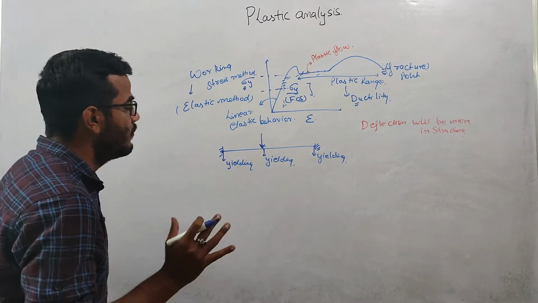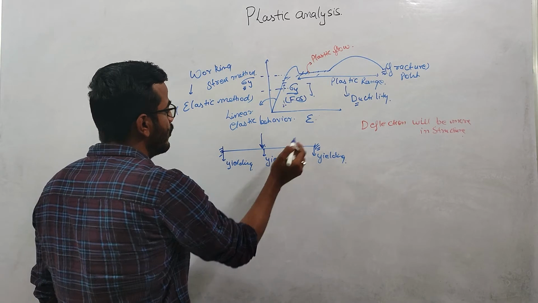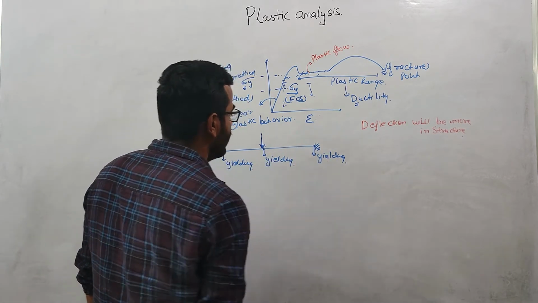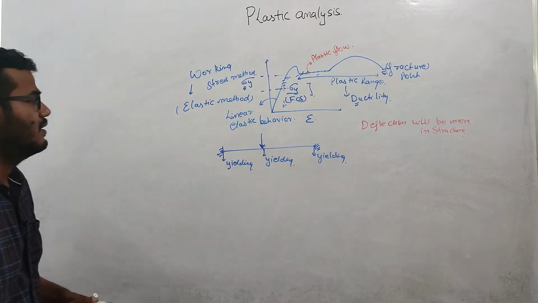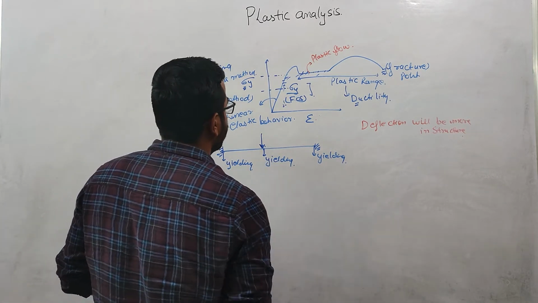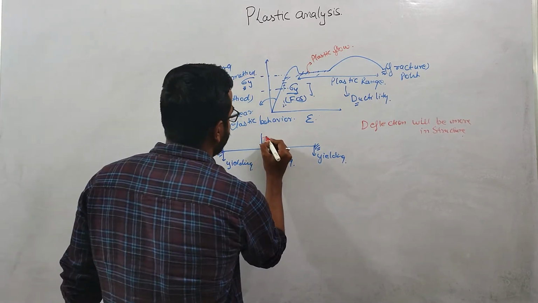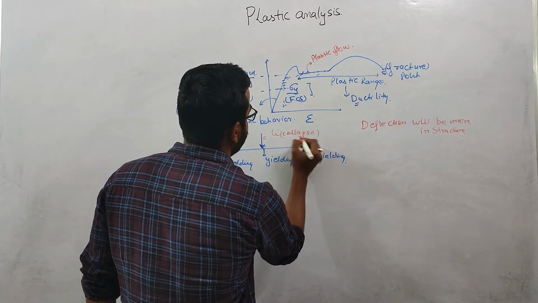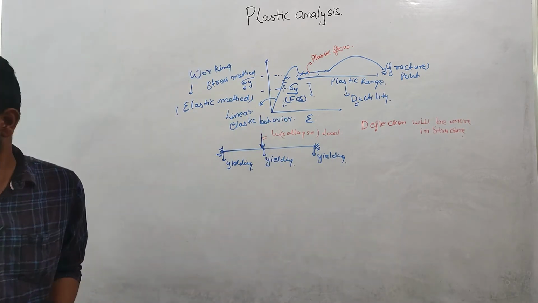Our structure is not failing at a single particular point. This beam will collapse when it yields at this point, this point and this point. So the structure is not failing at a particular point. We will have some collapse load to fail this structure. This is W, the collapse load.